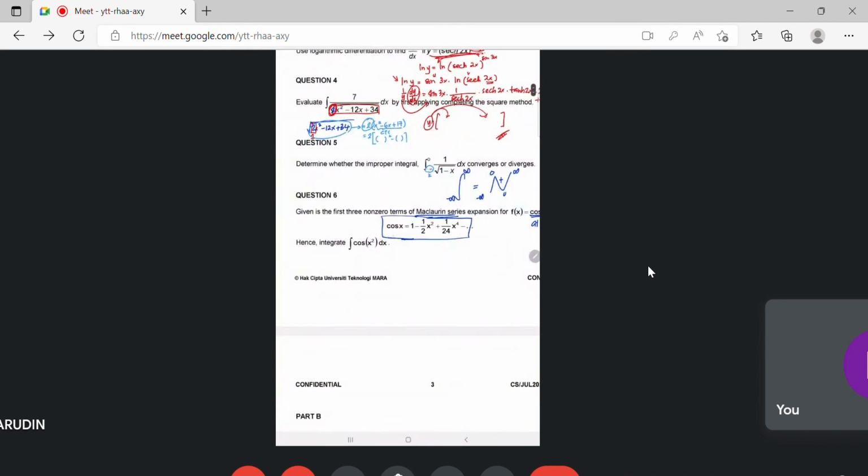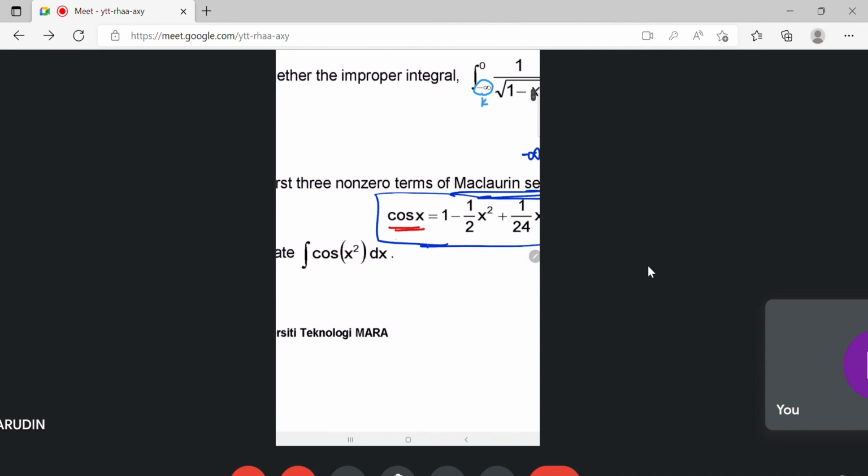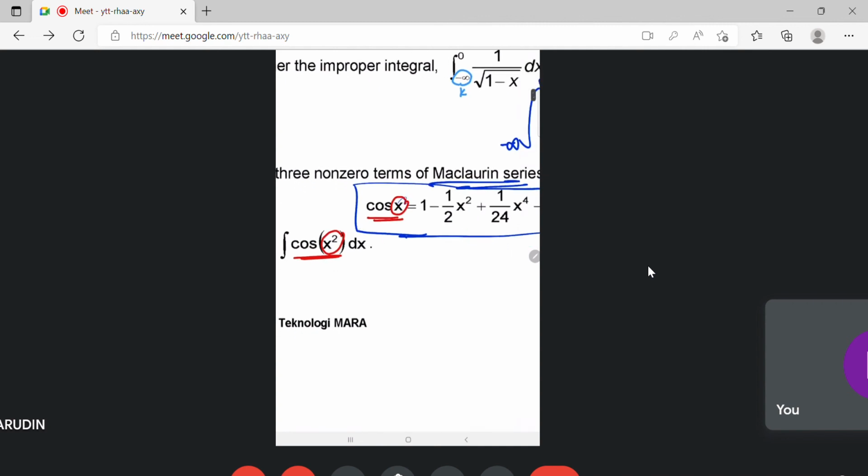So yang ni dah bagi cos x. Soalan minta integrate cos x squared dx. Apa beza cos x dengan cos x squared? Beza dia dekat mana? Nilai x. Dalam formula x, dalam soalan x squared. So, apa yang kita perlu buat? X squared ni, kita hanya perlu gantikan dengan x squared.